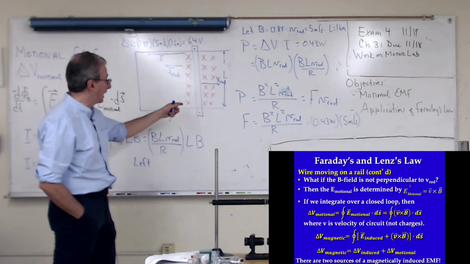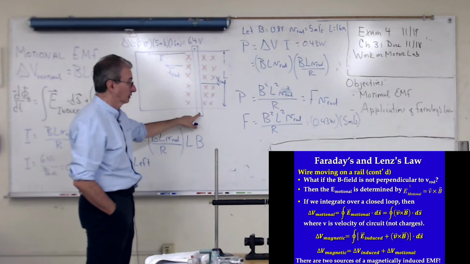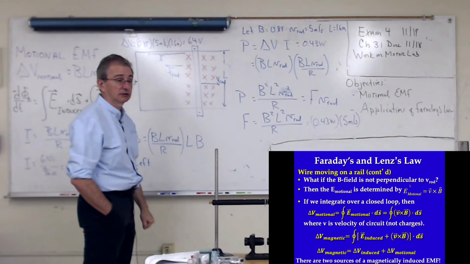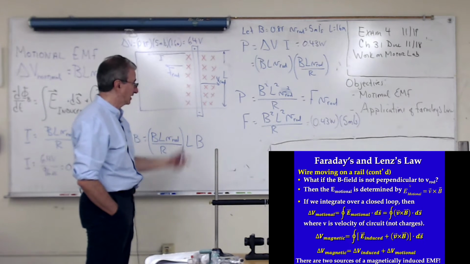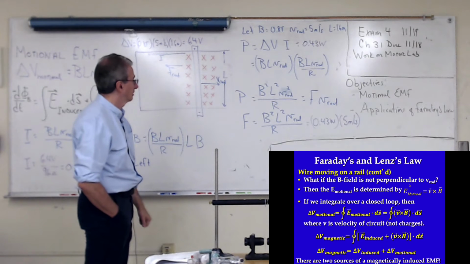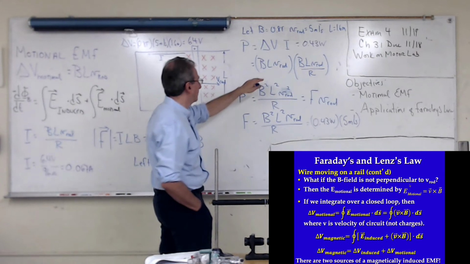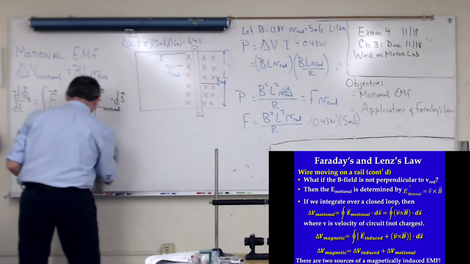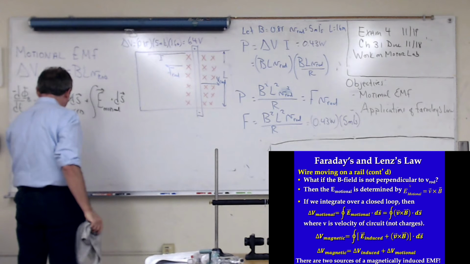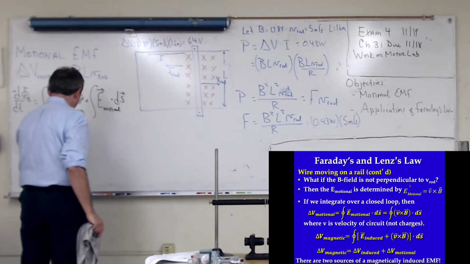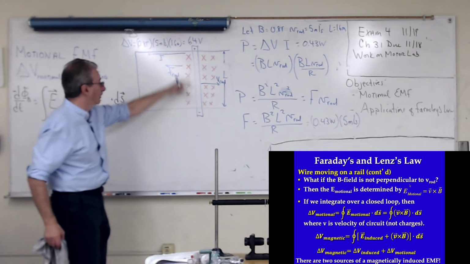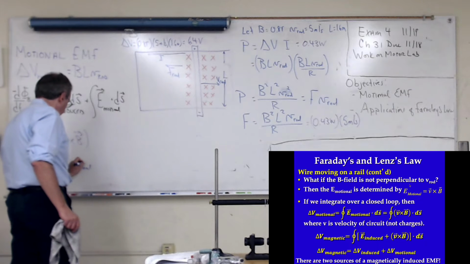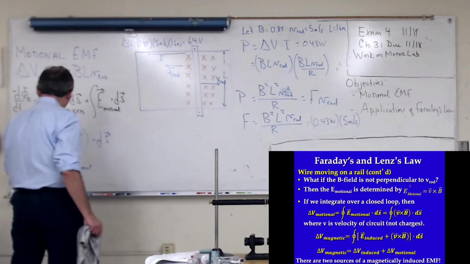So what if the velocity of the rod was not perpendicular to the magnetic field, as it was in my case? Well, how did I calculate it? Where did this BLV come from? Well, it came from applying v cross B, and I integrated over the rod. So this is the motional EMF. And I just integrated over a path.